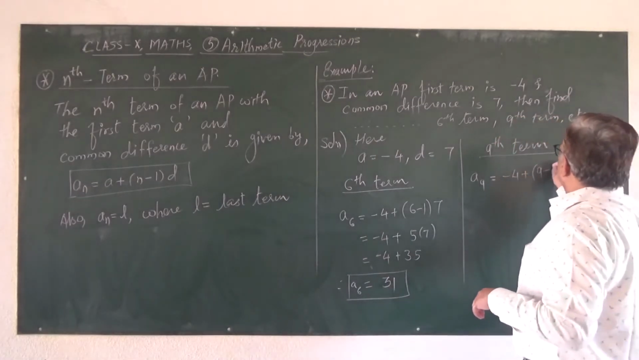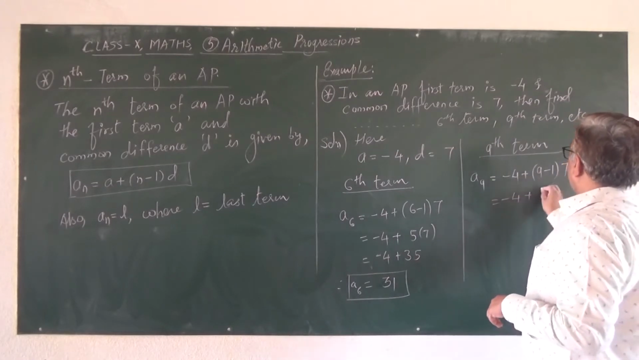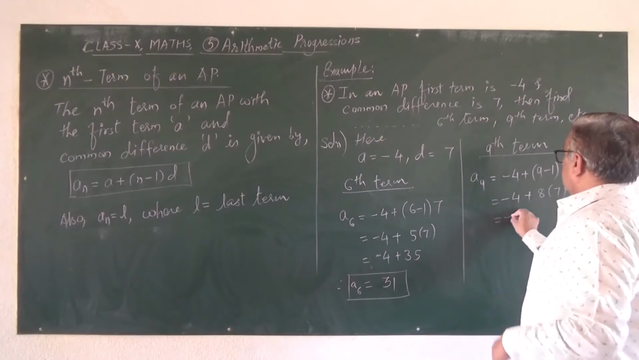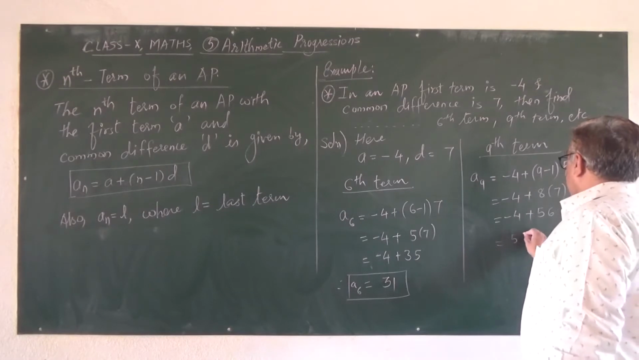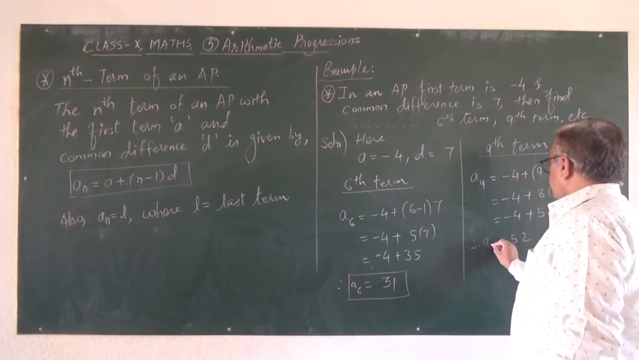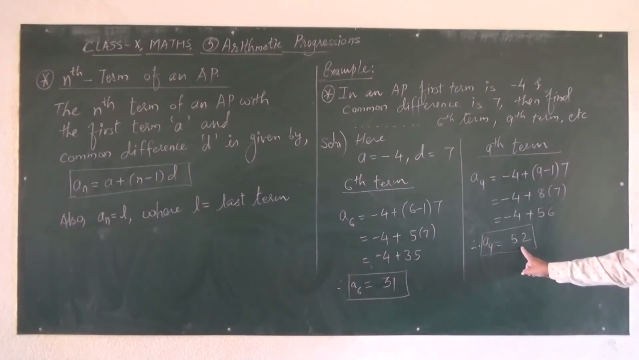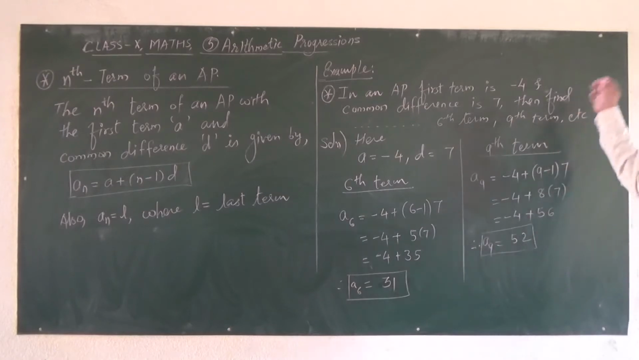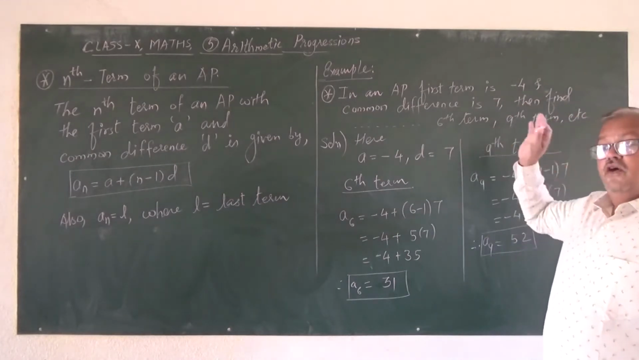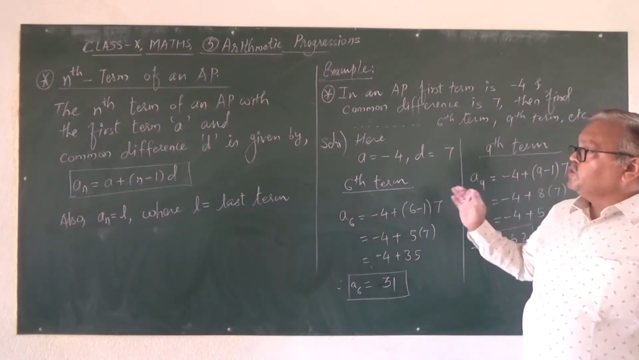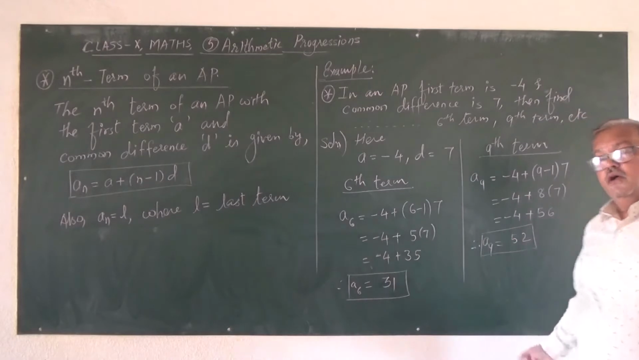So 9 minus 1 into d. d is 7. So minus 4 plus 8 into 7. 8 sevens are 56. So minus 4 plus 56 is 52. So the value of the 9th term of this AP will be 52. In the same way you can calculate the 10th term, 20th term, 50th term, and so on of an AP. This is an example of how to use the formula and to clear the concept of the nth term. Hope you have understood this.